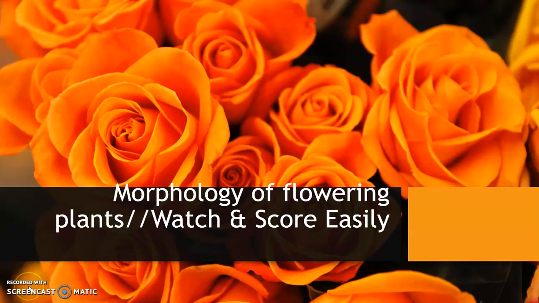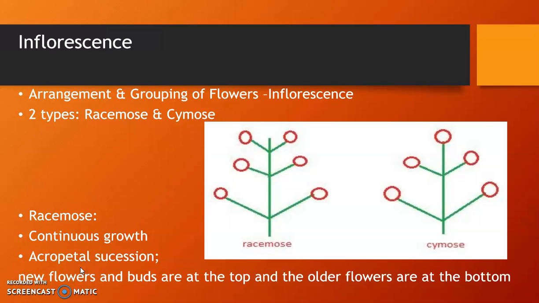Welcome back, students. Today let us revise the important points about the inflorescence and flower. Kindly watch it. So what is meant by inflorescence? The arrangement and grouping of flowers is termed as inflorescence. And there are three types. Actually, a solitary flower is a single flower, and there are two types of inflorescence, namely cymose and racemose.